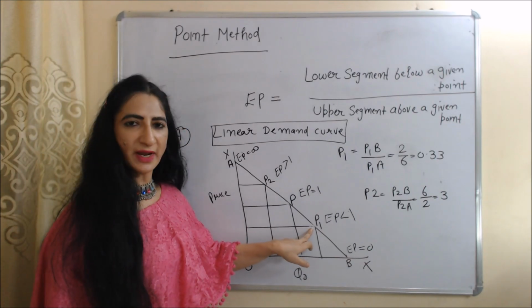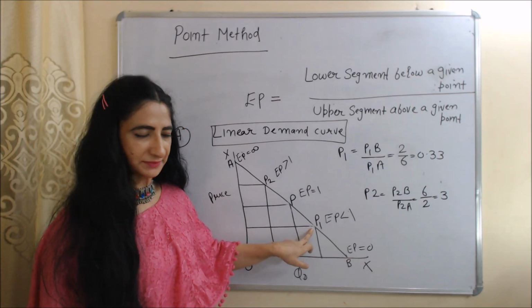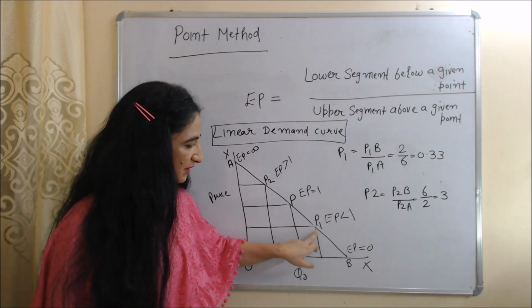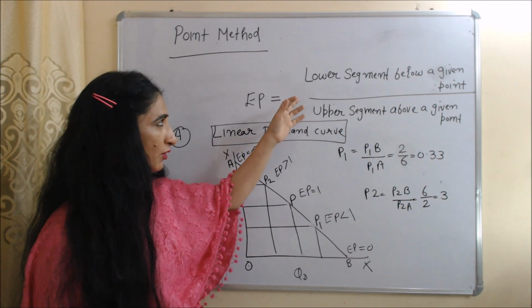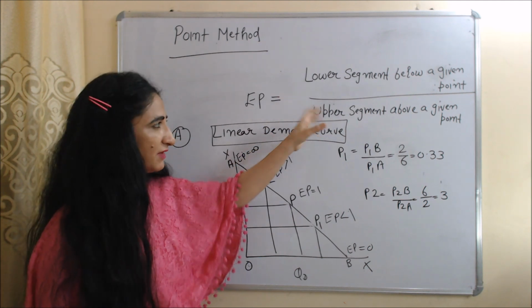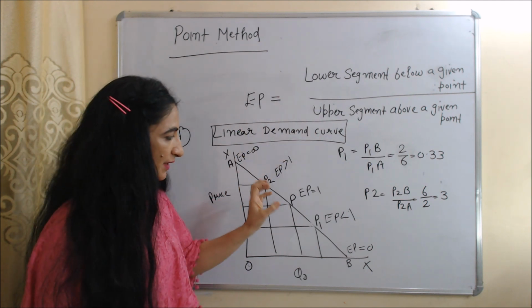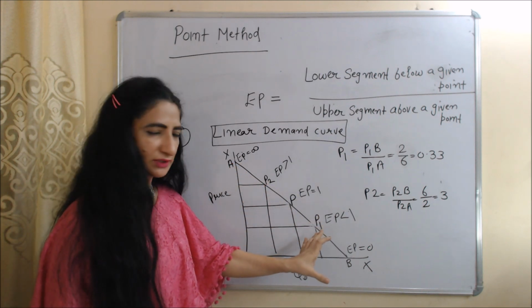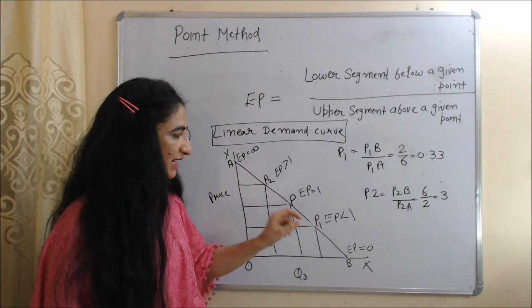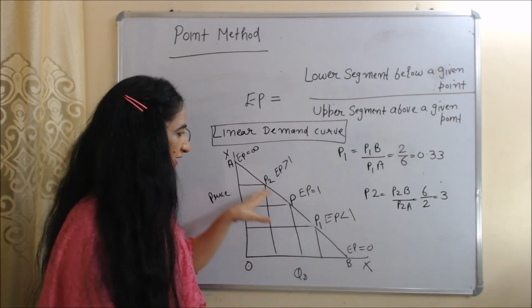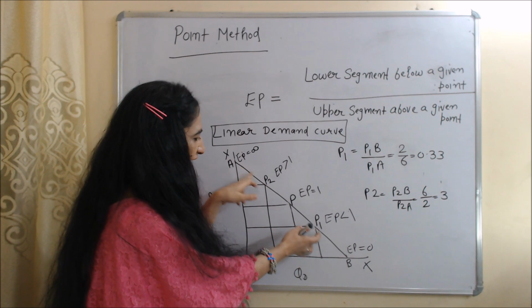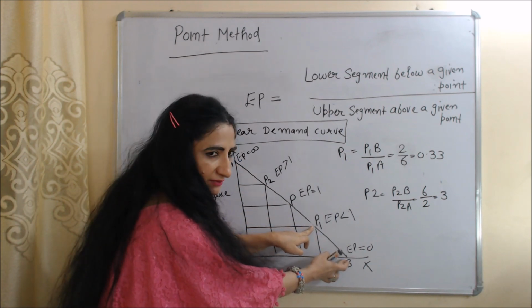Now we will measure price elasticity at this P1 point. Lower segmentation is P1B and upper segmentation is P1A, and the formula is lower segmentation divided by upper segmentation. When upper segmentation is more than lower segmentation, that means price elasticity of demand is less than 1. Here you can see upper segmentation P1A is more than lower segmentation P1B.